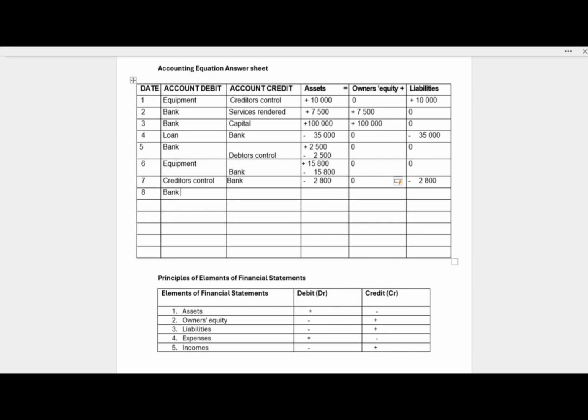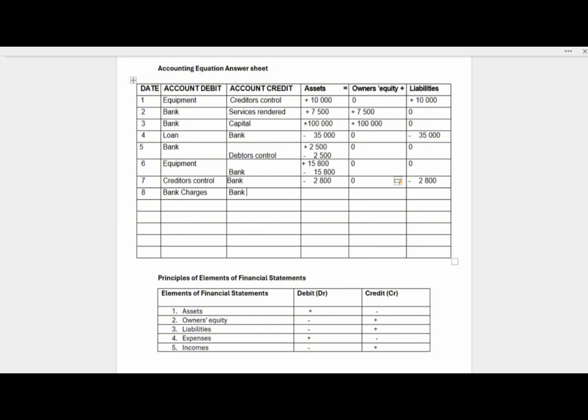Bank charges, and then because they are expenses, when they incur or increase, we debit. And then bank, because we made a payment, is decreasing, it's an asset. When it decreases, we credit. So it's going to be bank right there.